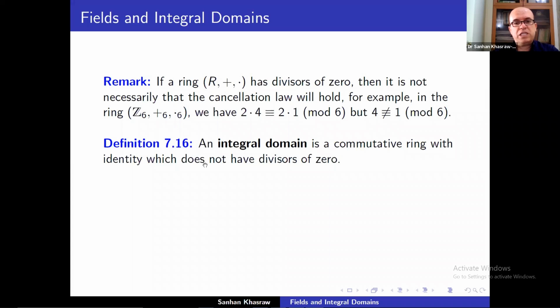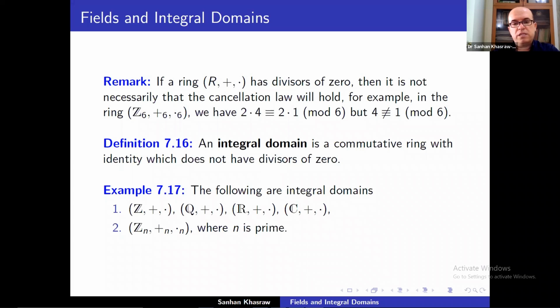Then what's an integral domain? An integral domain is a commutative ring with identity which does not have divisors of 0. So we have 3 conditions for integral domains. If I compare it with the definition of a field, in a field we say a commutative division ring is a field. Here there is a condition that the ring has no divisors of 0. So the above example Z6 is not an integral domain because it has divisors of 0.